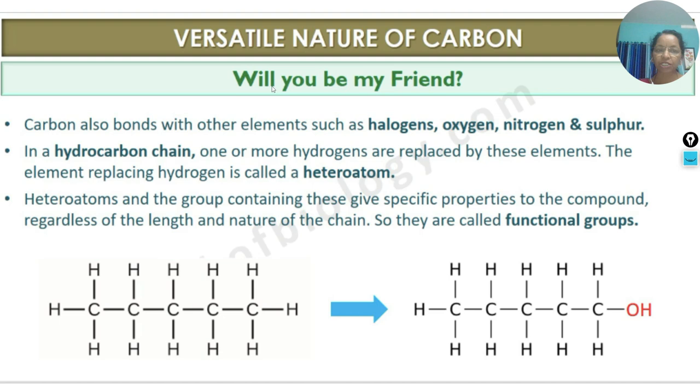We learned that carbon has tetravalency and catenation, two properties that make it so versatile. In addition to that, carbon also bonds with other elements such as halogens, oxygen, nitrogen, sulfur, etc. And in a hydrocarbon chain, one or more hydrogens are replaced by these elements. The element replacing hydrogen is called the heteroatom.